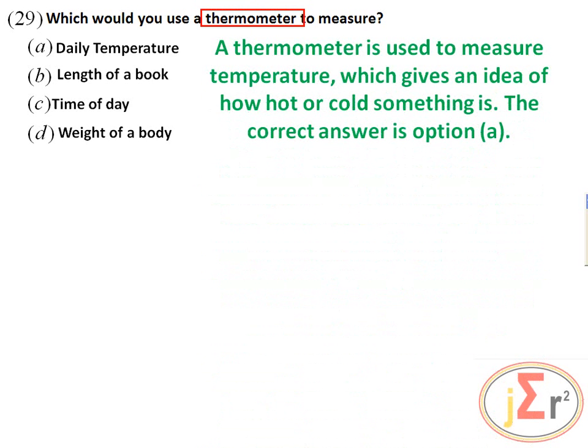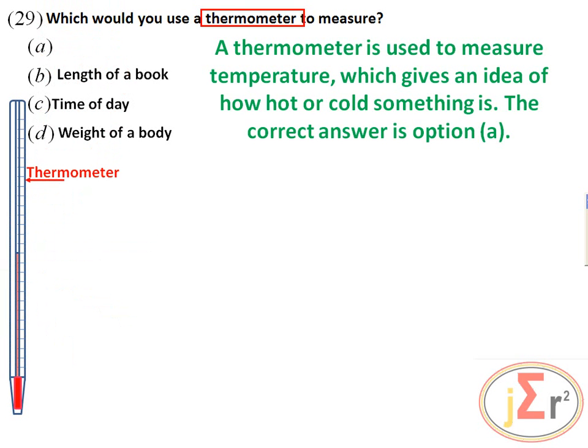A thermometer is used to measure temperature, which gives an idea of how hot or cold something is. The correct answer is option A. And there we have your thermometer. For greater details of the discussion on the thermometer, we may take a look at other volumes of the grade 4 numeracy, and those may be volumes 1, 3, or 4.